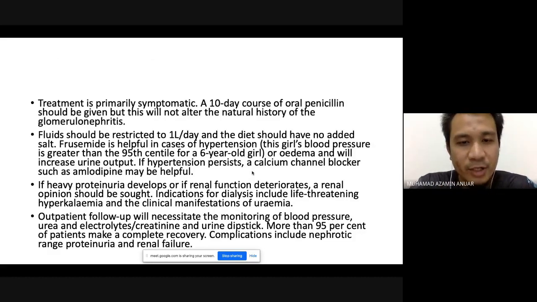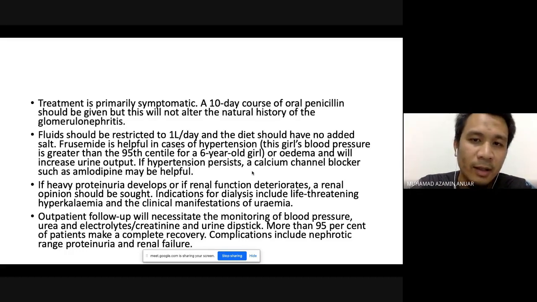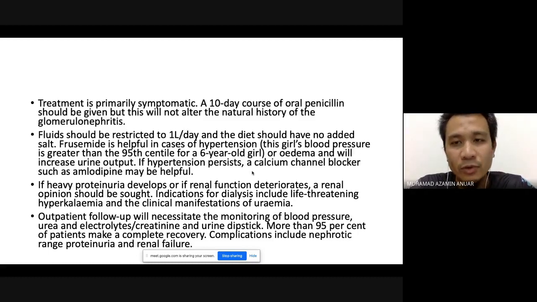So treatment for post-strep AGN is basically symptomatic treatment. You give antibiotics for eradication of the streptococcal infection. Otherwise, there's not much you do apart from monitoring the BPs. You advise a low salt diet. If there is any edema, you probably need to manage edema by giving diuretics. And then you want to make sure that the urine output is getting better and better. If there is hypertension, then you start medication. Normally we use either nifedipine or amlodipine.